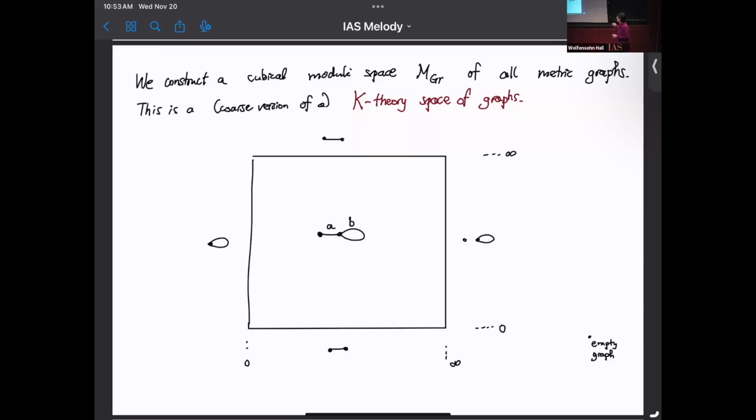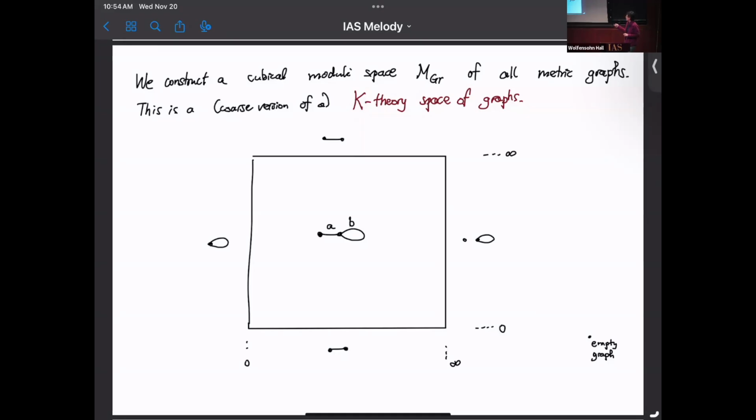And for reasons that may or may not appear in the next few minutes, I claim that this is a reasonable thing to call at least a coarse version of a K-theory space of graphs. Okay, I can't draw it, it's very big. In particular, it has a cube for every single graph. No conditions on the graph. Loops, multiple edges are allowed. The graph could be disconnected. The graph could be empty. That actually is its own component right there.